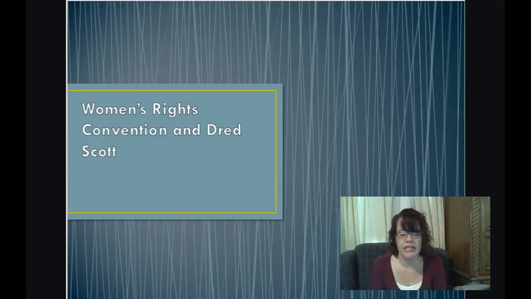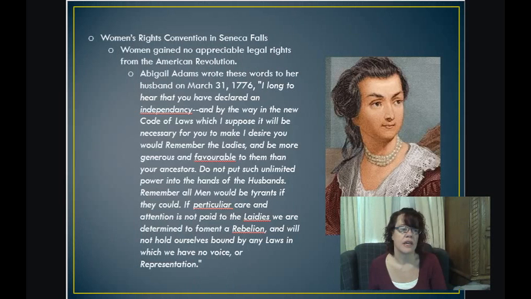In the middle of the 19th century, women would make a call for their own civil rights, including the right to vote. In addition, Dred Scott would attempt to argue that slaves were freed just by living in free states. So let's look at these two events in our class. Okay, so first I'm going to talk about the Women's Rights Convention in Seneca Falls.